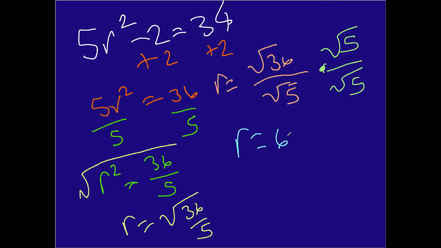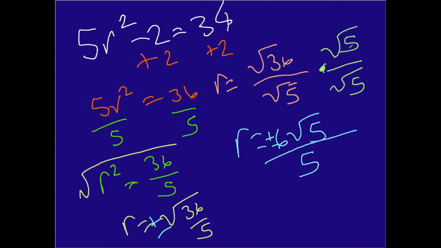So our final answer is r equals 6 times the square root of 5 over 5. And remember, all this time, because I'm getting lazy, it should be plus or minus. All of this is plus or minus. So, plus or minus 6 times the square root of 5 over 5. Now, why is it 6? Because the square root of 36 is 6, so we simplified it here.